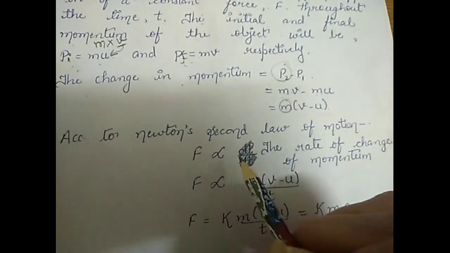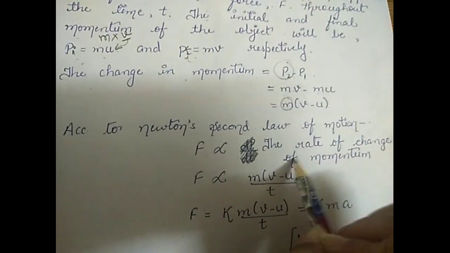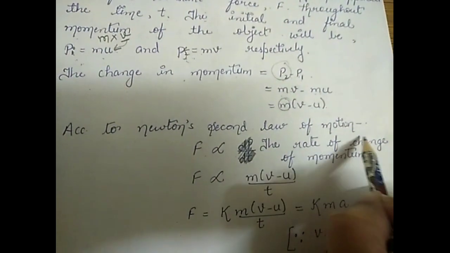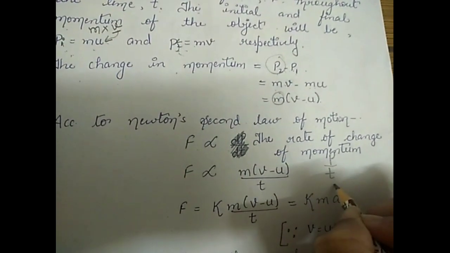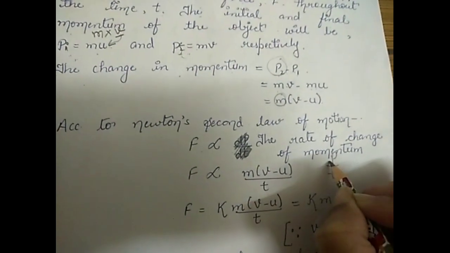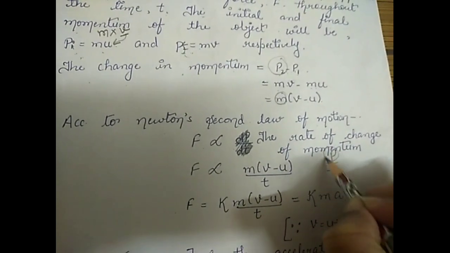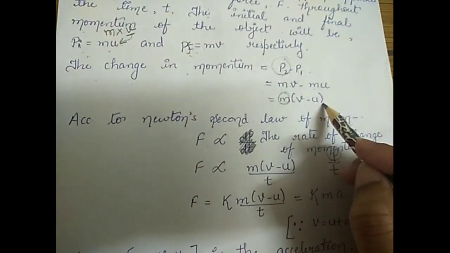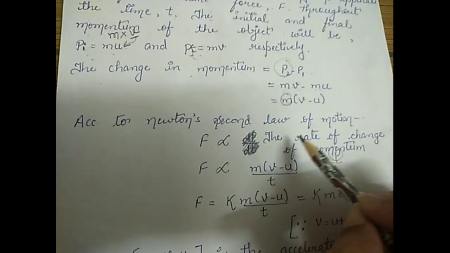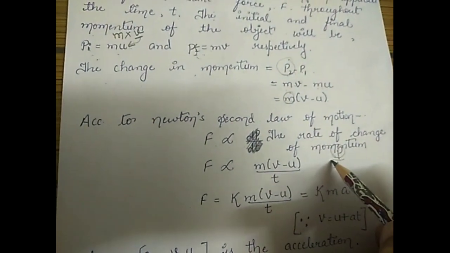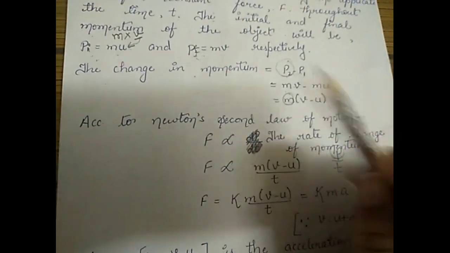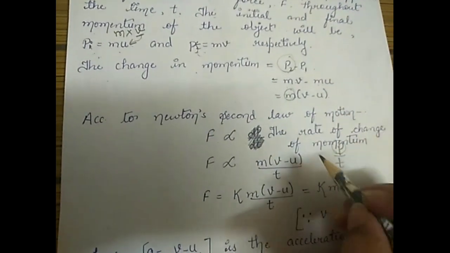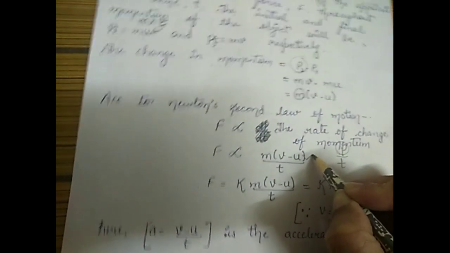Now according to Newton's second law of motion, which we have discussed, force is directly proportional to the rate of change of momentum. Rate of change of momentum means change in momentum divided by t. The change in momentum we found is m(v minus u). So force is proportional to m(v minus u) divided by t. Rate means divided by t.